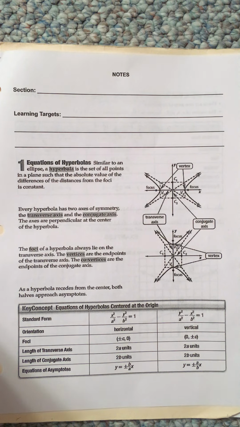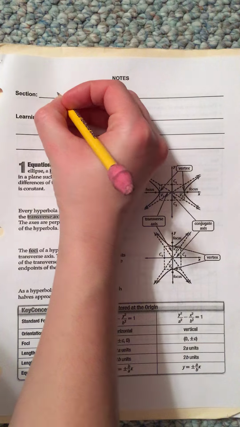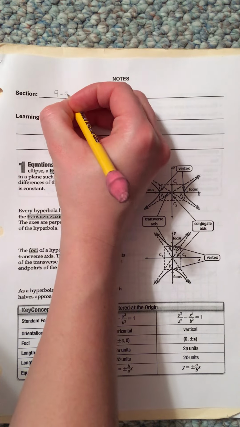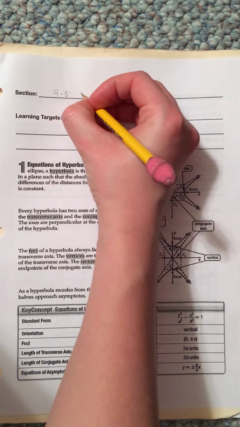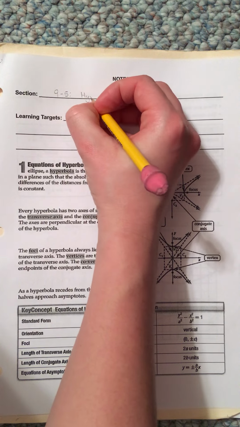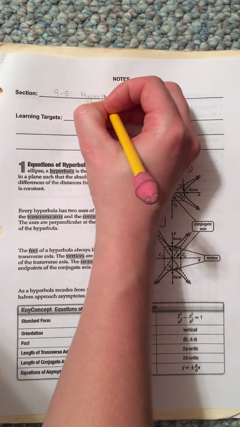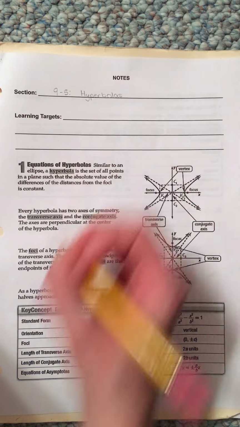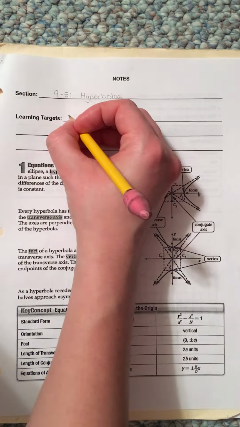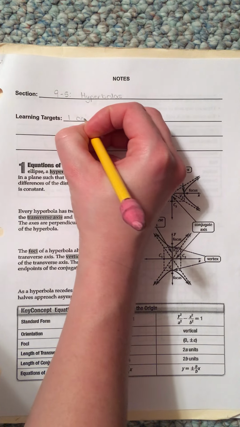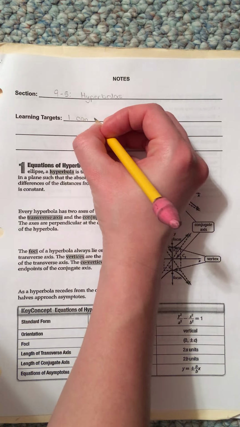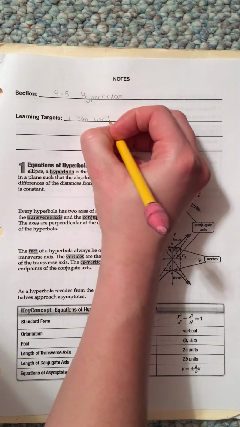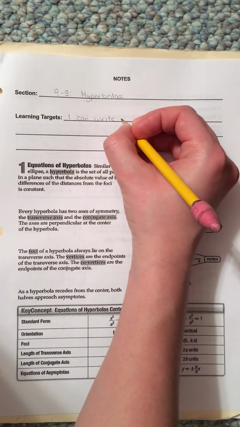Okay, today we are doing section 9.5, which is hyperbolas. This is our last type of conic section. So, just like with all the other conic sections we've done, we're going to be able to write equations of hyperbolas and graph hyperbolas.